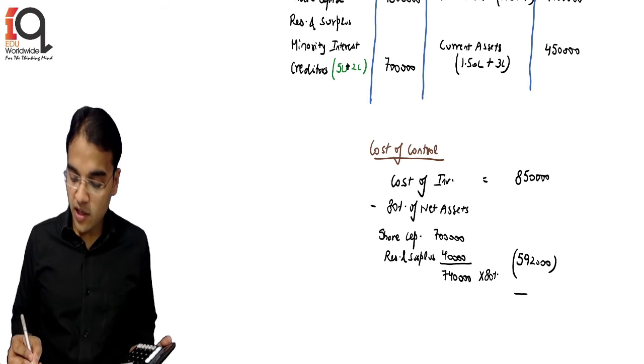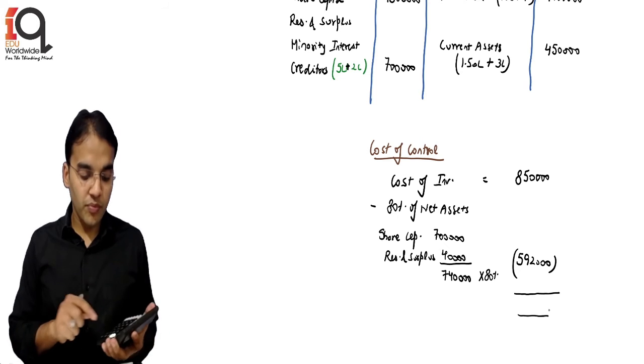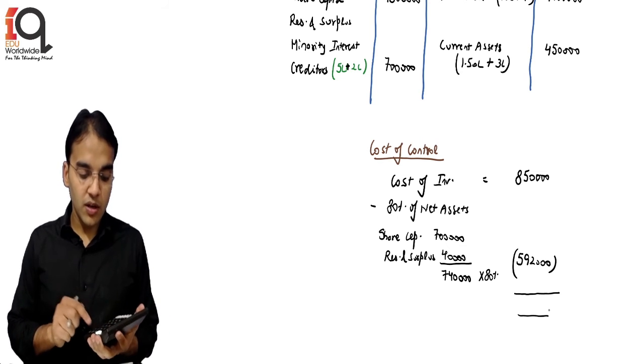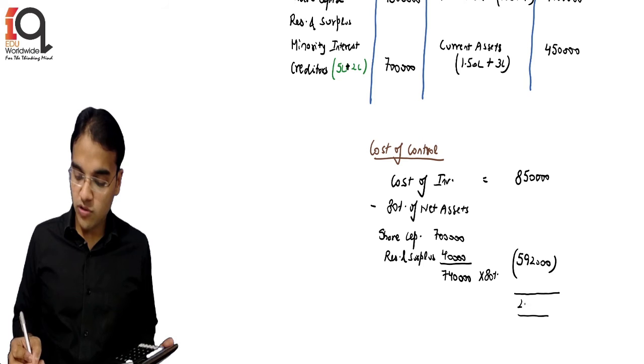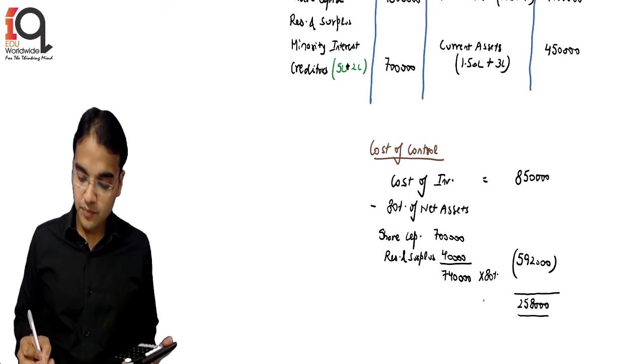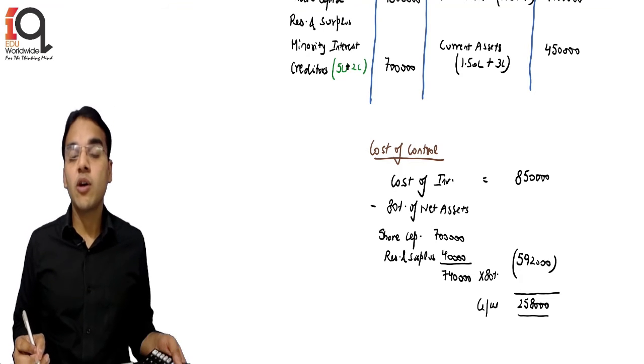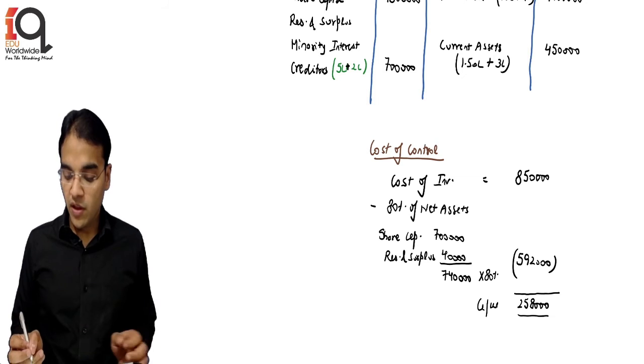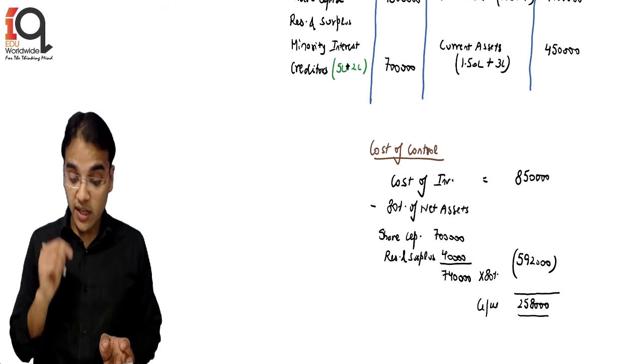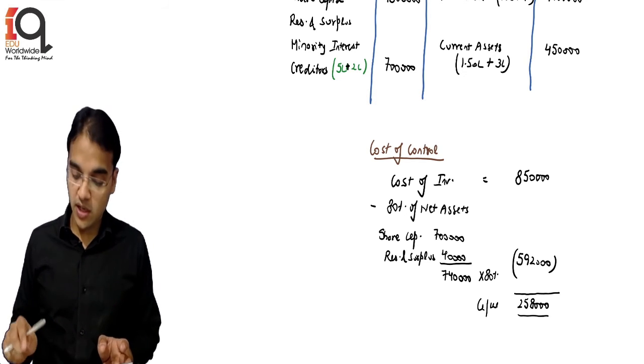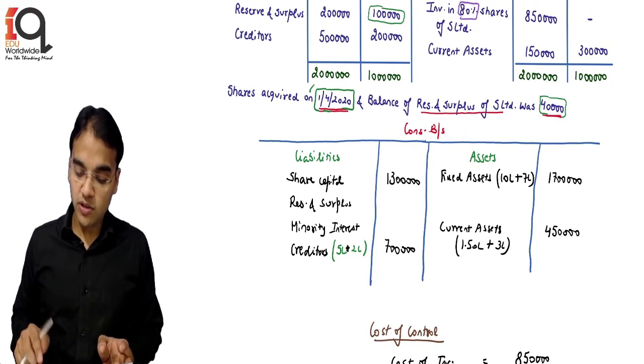So 850 minus 592, that is 2,58,000 goodwill. 2,58,000 goodwill is there, which will be shown in the balance sheet. So that is your cost of control, basically 2,58,000.